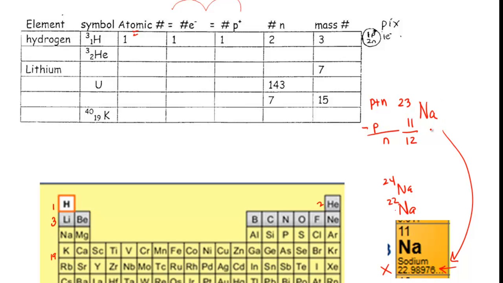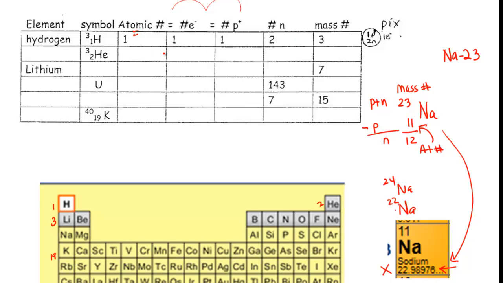So this is the typical way that you would write it. You have your mass number at the top left and the atomic number at the bottom left. Sometimes you will see the mass number written beside it. This way you don't have to use superscripts and subscripts.